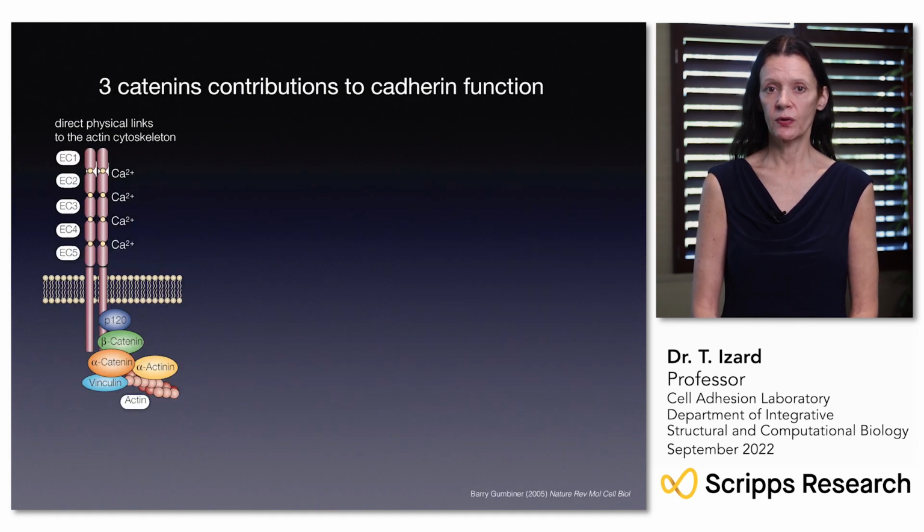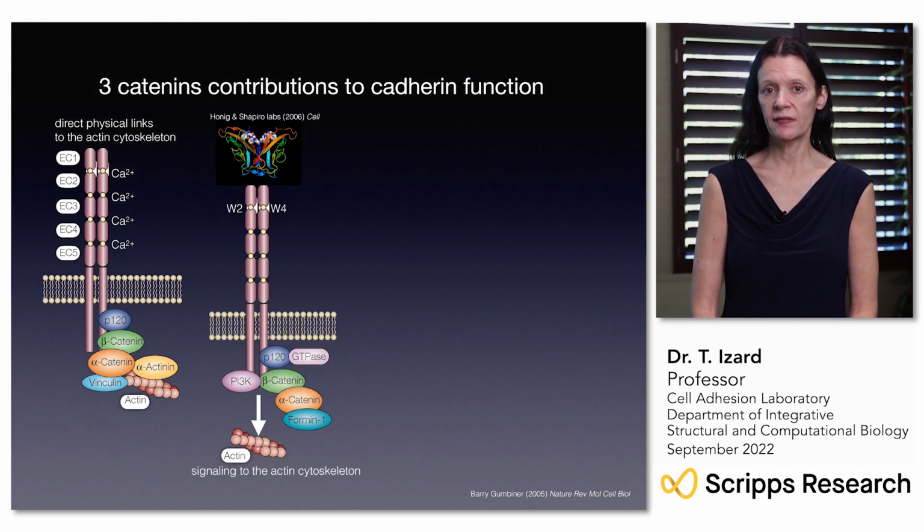In the original view, alpha-catenin makes direct contacts with both beta-catenin and the actin cytoskeleton. Although alpha-catenin also interacts with cytoskeletal proteins such as vinculin and alpha-actinin. So the link from the catenin complex could occur via vinculin or alpha-actinin also.